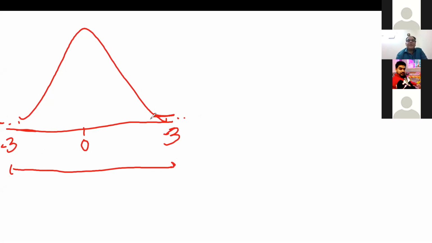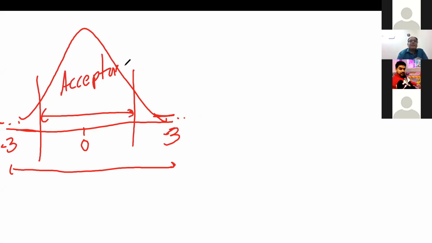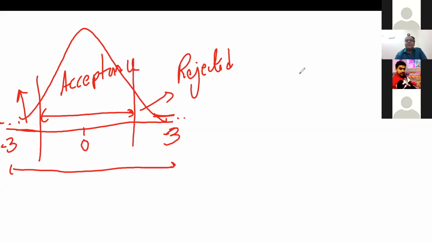Now this distribution is divided into two parts. One part is this, and this part is known as acceptance region, and this part is known as rejection region. So we define the normal distribution into two categories: acceptance region and the rejection region. Suppose it is given that, let me give you one example.